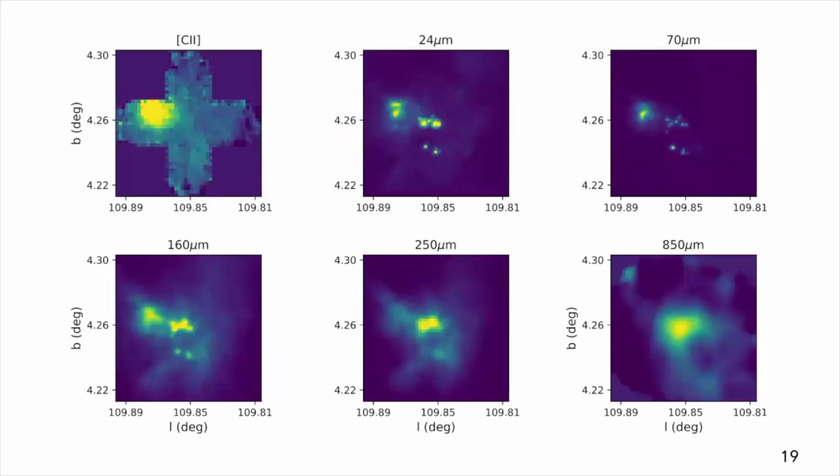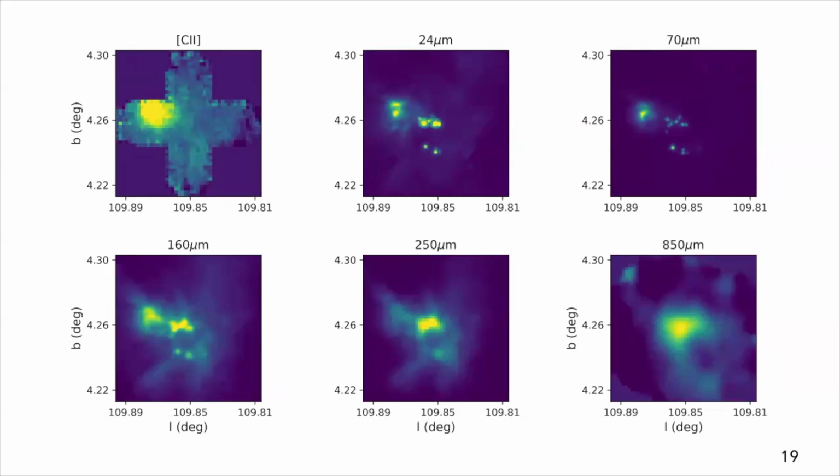Okay. So I said that there was star formation going on inside this cloud. The top left corner there is the C+ map again. The other ones are 24 microns, 70 microns, 160, 250, and 850. So now you can see why the C+ line is so bright, offset from the center of the cloud. There's actually a fair amount of star formation going on in that position, as well as lots of star formation going on, probably about 10 sources that are identified in the center of the CO cloud.